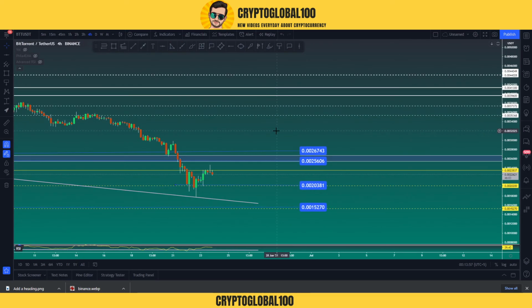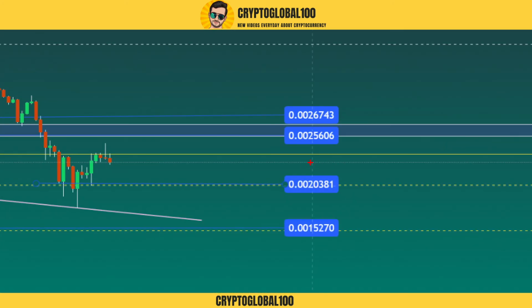So this is BitTorrent for you guys. This is the price analysis of BitTorrent. This is support 1, support 2, resistance 1 and resistance 2.